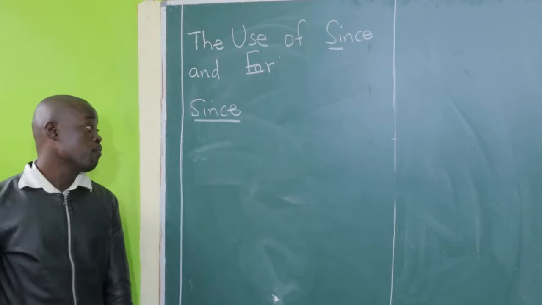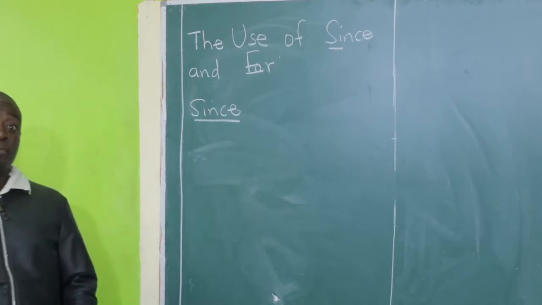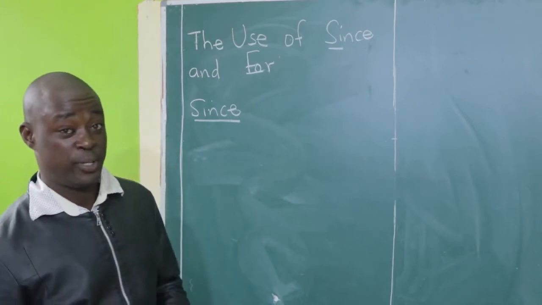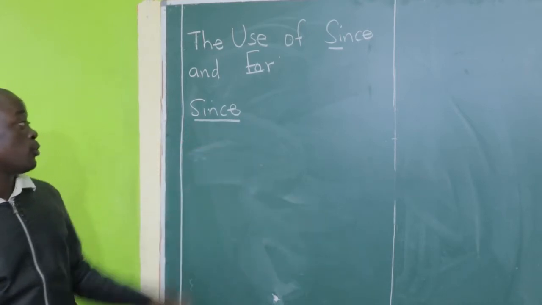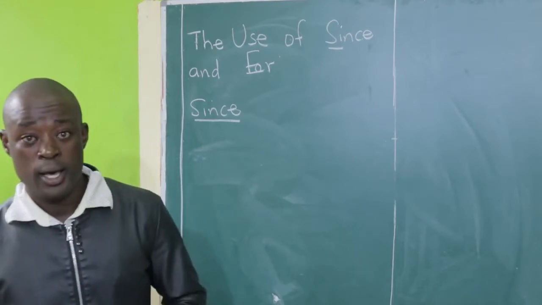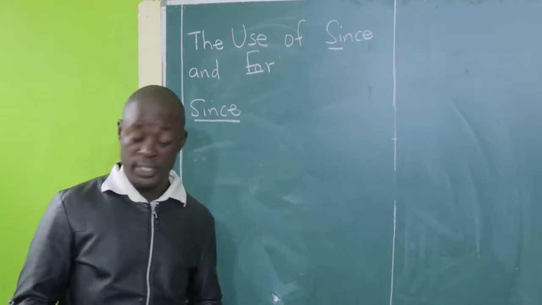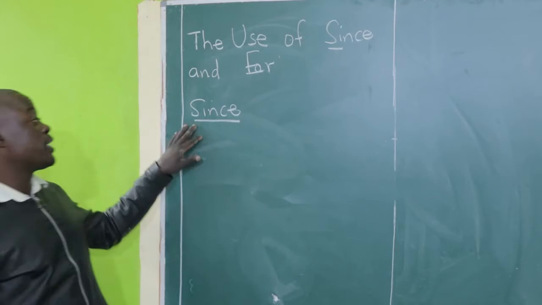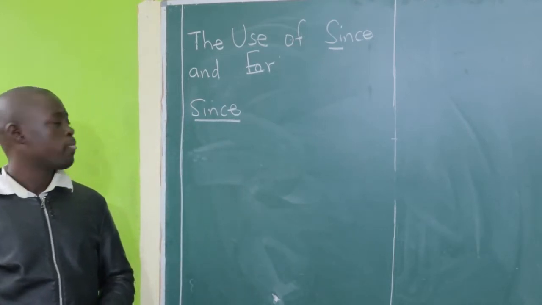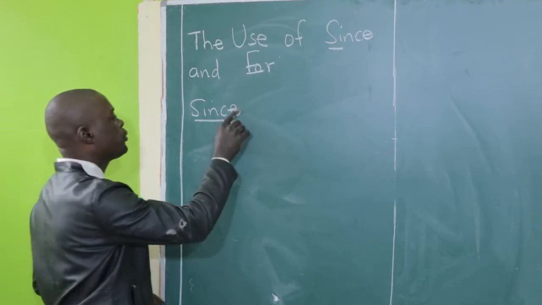As a preposition, I emphasize we're going to use them as a preposition. As a preposition, it has other aspects of the language it undergoes. For instance, since can be used as an adverb. At one other point, it can also be used as a conjunction and a preposition. But for today, we are looking at it as a preposition. How are we going to use it?